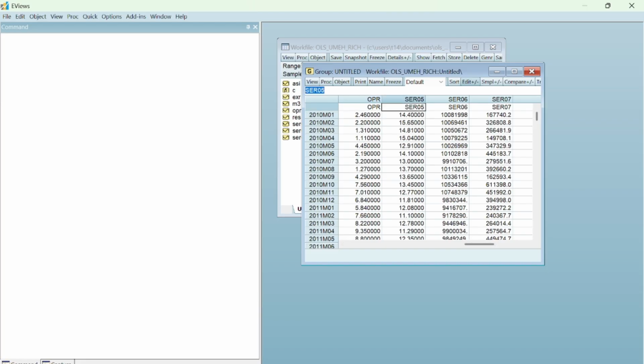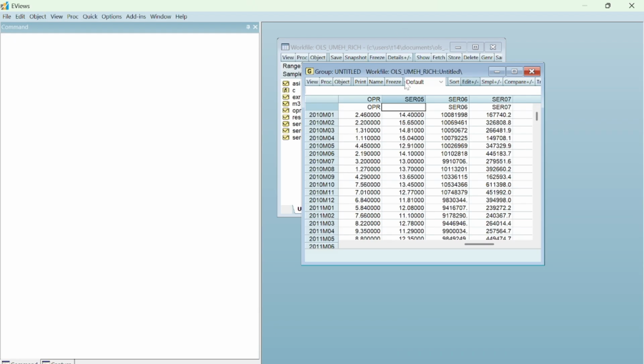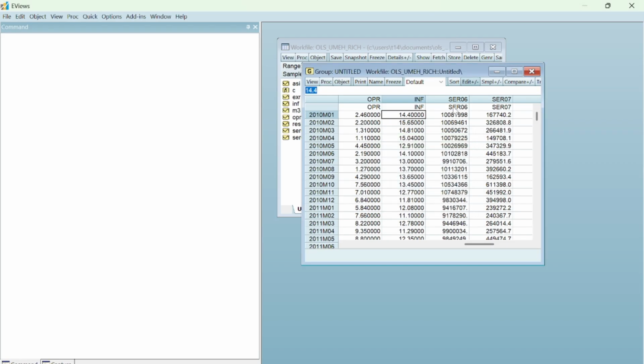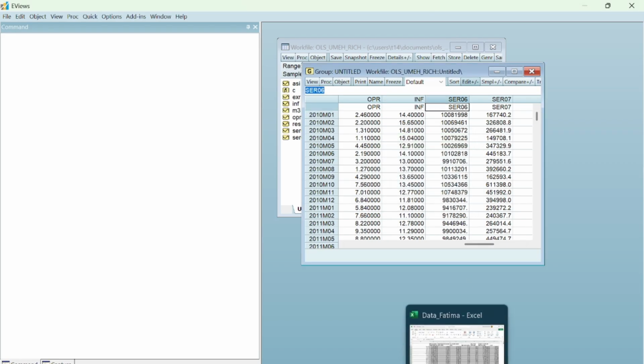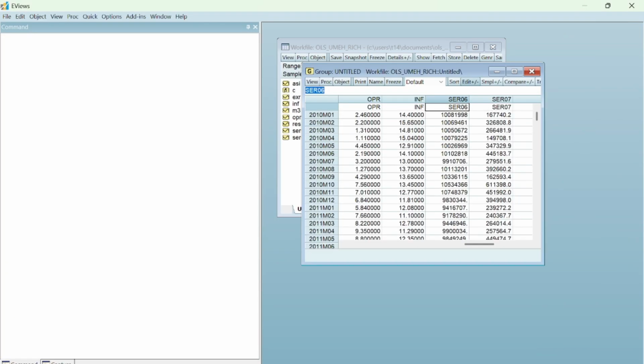And this one, I will show you every step. I will not cut any video. Most times when you watch different YouTube channels, you'll see they cut the videos. I will not cut. I'll try to make it so that you can understand every step I do. You see, inflation. And this one, say CPS, that is credit to private sector.